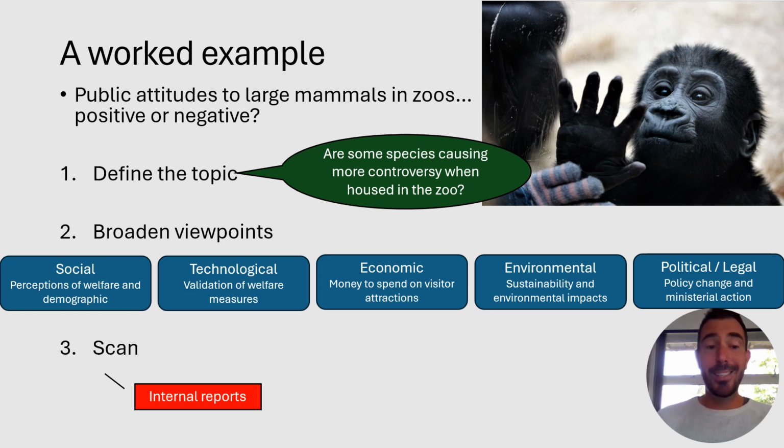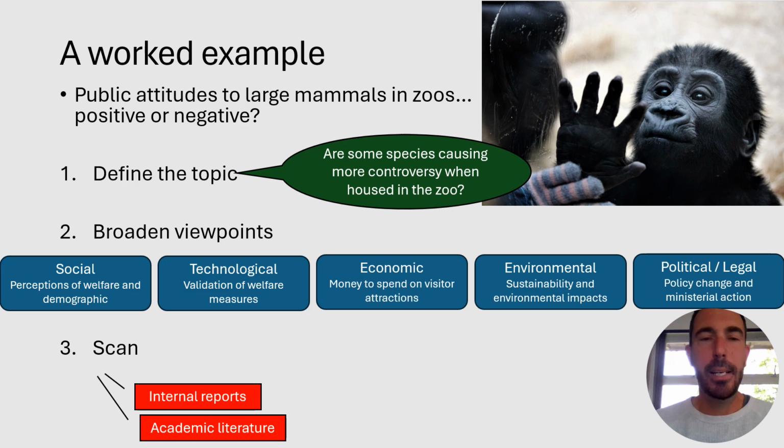So we could look at internal reports from zoos themselves. How is the zoo community addressing the attitudes of their visitors? What does the academic literature say? Are there any qualitative or quantitative outputs that have looked at animal behaviour, or have scanned and surveyed visitor opinions on what they think about the animals they see in the zoo? Who has investigated animal welfare states to give us some credible evidence of how animals respond to the zoo?